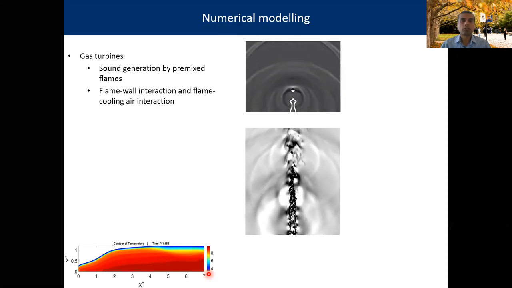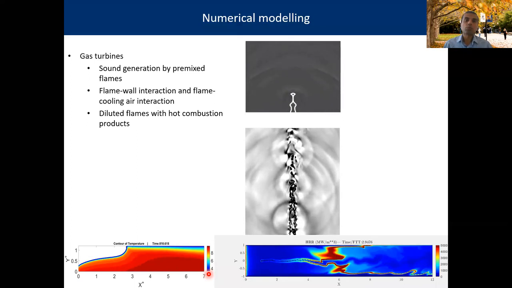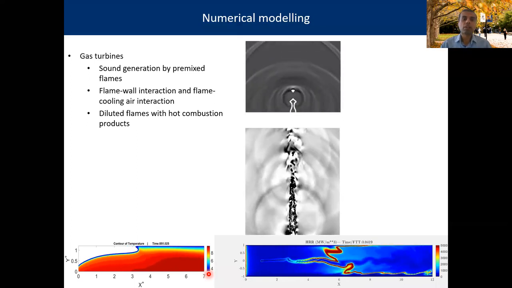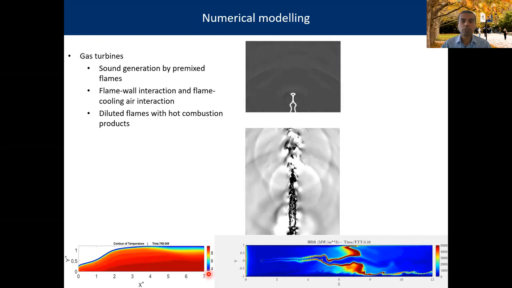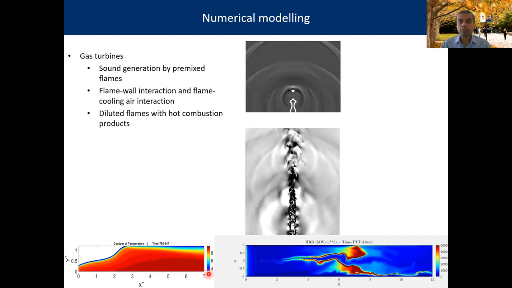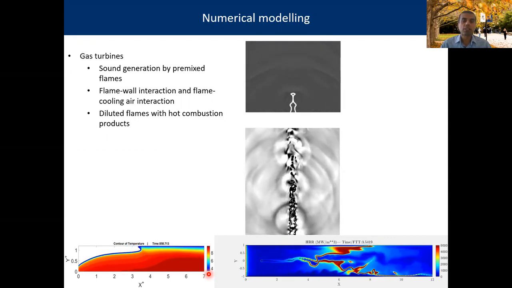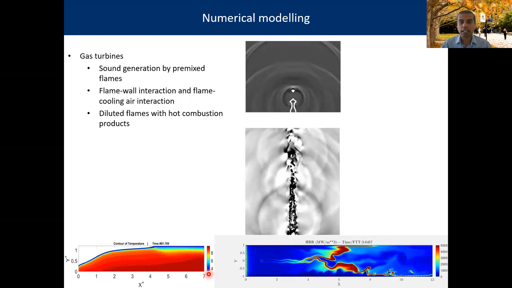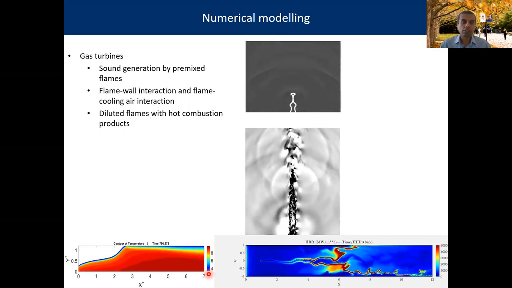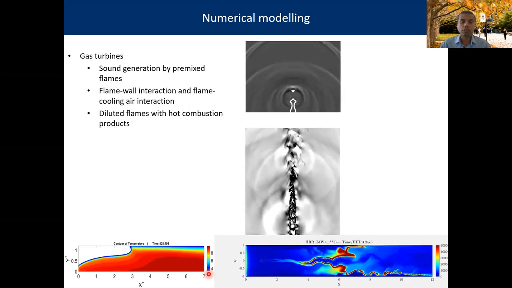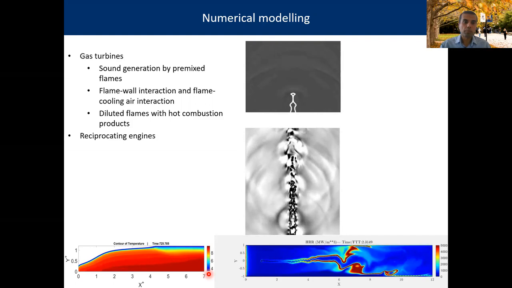So we also work on these problems. The third one is diluted flames with hot combustion products. These type of flames are used to control emissions. They are very difficult in terms of modeling, and the impact of these flames on emissions, especially when they interact with relatively cold walls, is not fully understood. So we use high-fidelity simulations to look at these flames more closely.